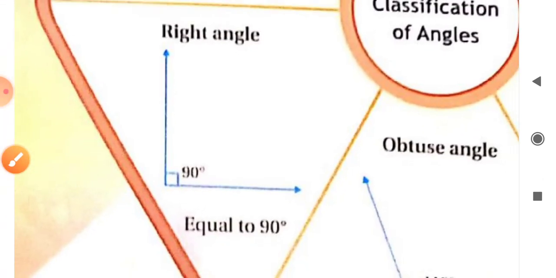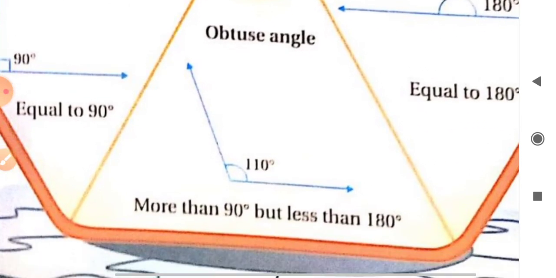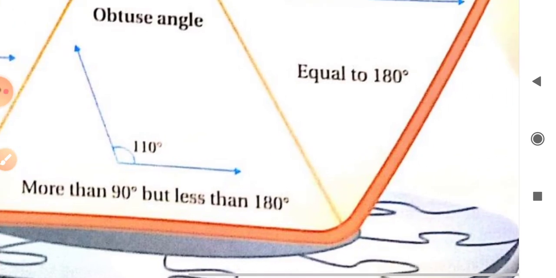Next is right angle. Right angle is always equal to 90 degree. 90 degree angle is always known as right angle. Next is obtuse angle. Obtuse angle is always more than 90 degree but less than 180 degree. For example, here 110 degree angle is made and it is obtuse angle.